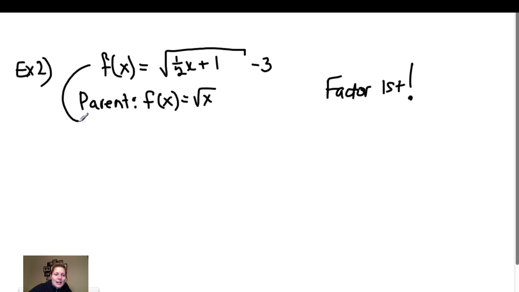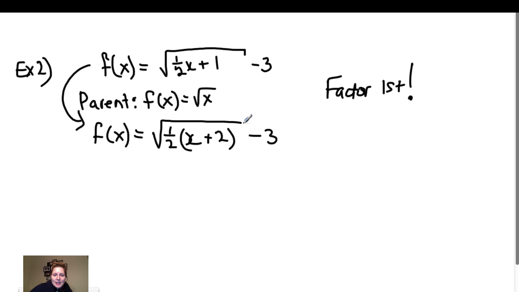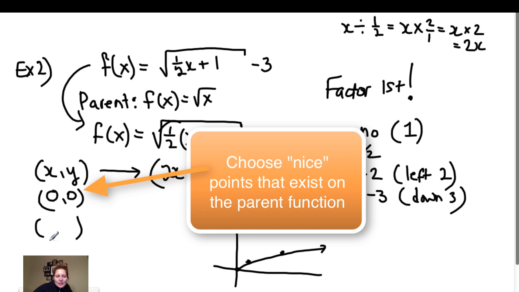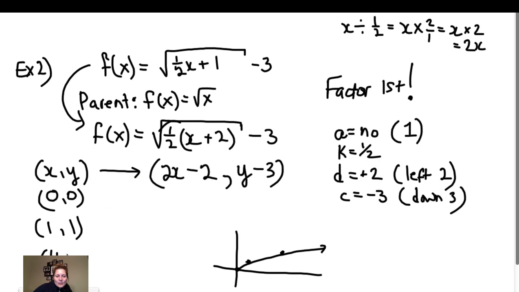To factor first. Okay, and in this case again, I need to factor out that k value. So my function rewritten is going to be the square root of 1/2 factored in front of x plus, now be careful with the math here, if I'm factoring out a 1/2, it's like taking 1 and dividing it by 1/2. Dividing by 1/2 is the same as multiplying by 2. So it becomes x plus 2 in my bracket underneath the square root sign, and then this -3 gets kicked out at the end. I want to make sure I'm choosing nice whole values that actually work for that parent function. So in this case, 0, 0 works, 1, 1 works, 4, 2 works.